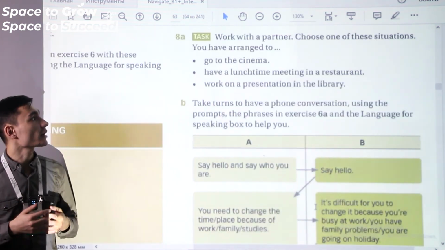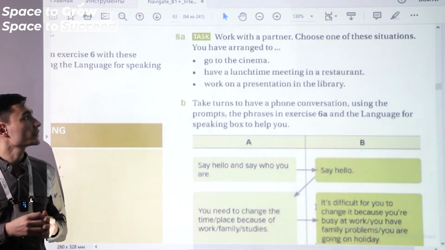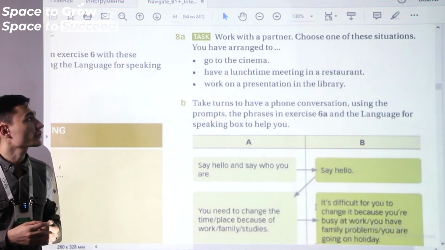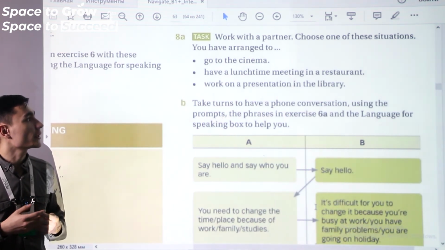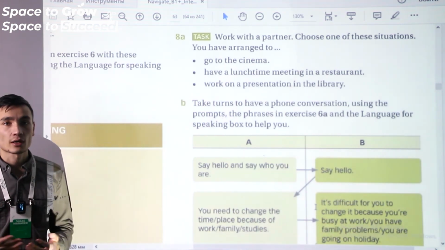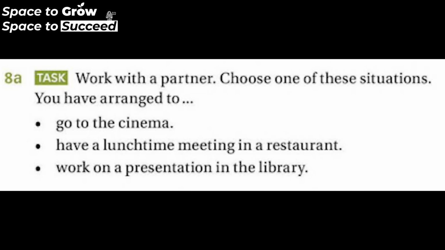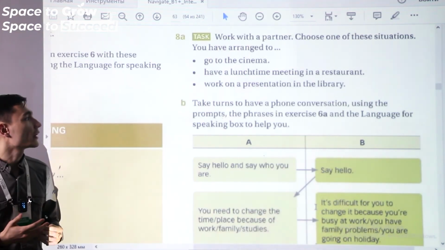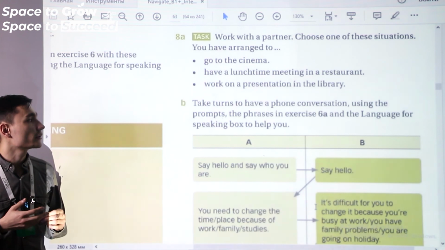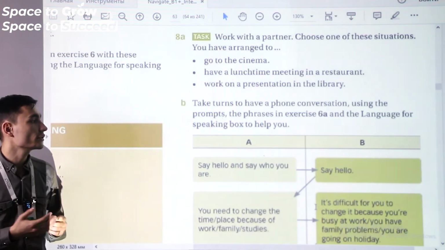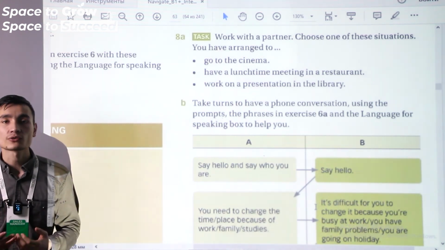Exercise 8A. Task. Work with a partner. Choose one of these situations. And here situations are: you have arranged to go to the cinema, have a lunchtime meeting in a restaurant, work on a presentation in the library. Exercise 8B. Take turns to have a phone conversation using the prompts, the phrases in exercise 6A, and language for speaking box to help you. Pause the video and try to do this exercise in a written form too.